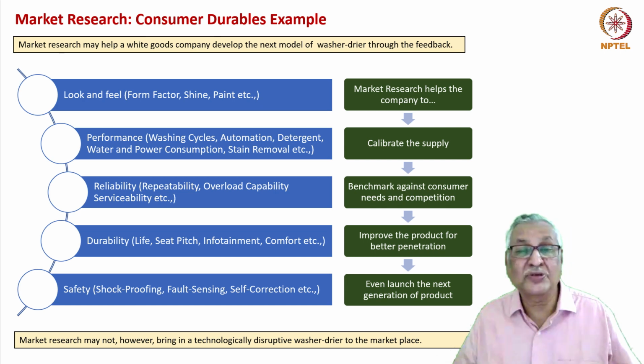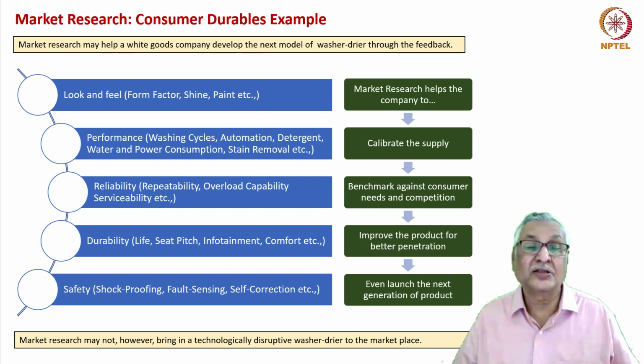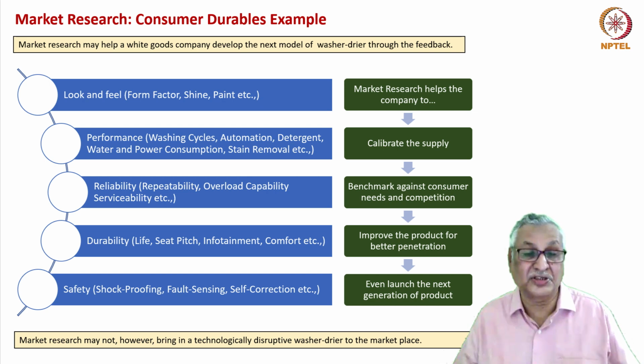Then you look at the performance, washing cycles, automation, detergent usage, water and power consumption, stain removal, how focused it is in terms of different types of clothes, and so on. Reliability, that is repeatability, overload capability, serviceability. If you try to open the door while the machine is in operation, what would happen? What are the fail-safe methodologies that are built in, etc.